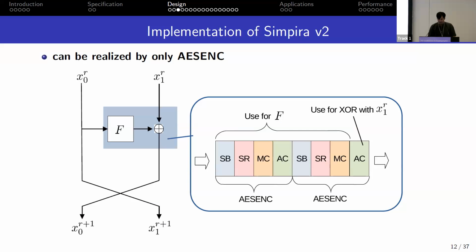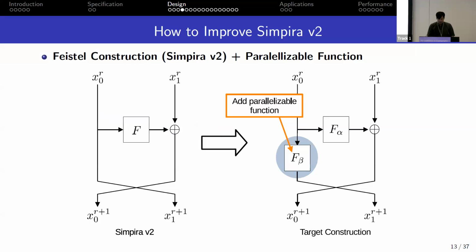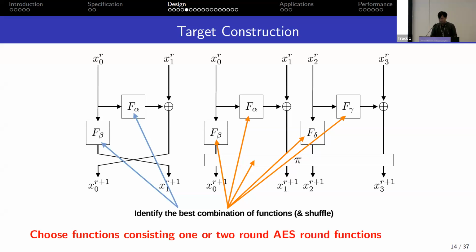This is the implementation of Simpira, and Simpira can be realized by only AESENC. And our design is like this, on the right side of the figure. We added the parallelizable function to the basic Simpira construction. Our aim is to identify the best combination of functions, and for 512-bit permutations, we also consider the shuffles.